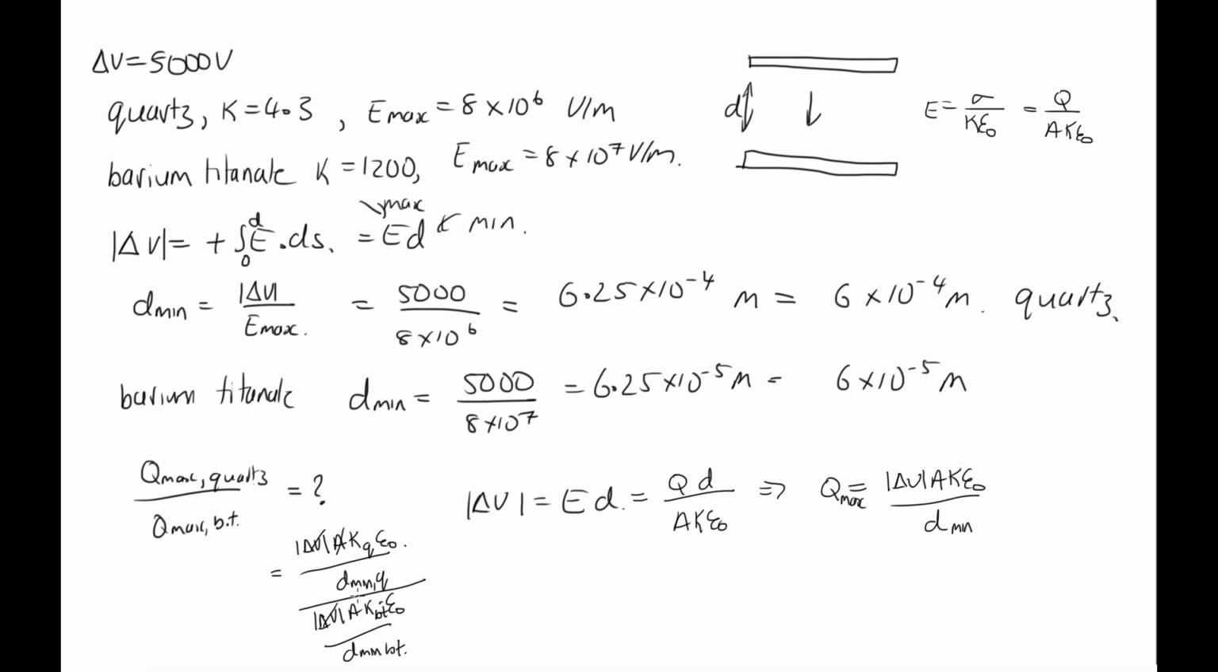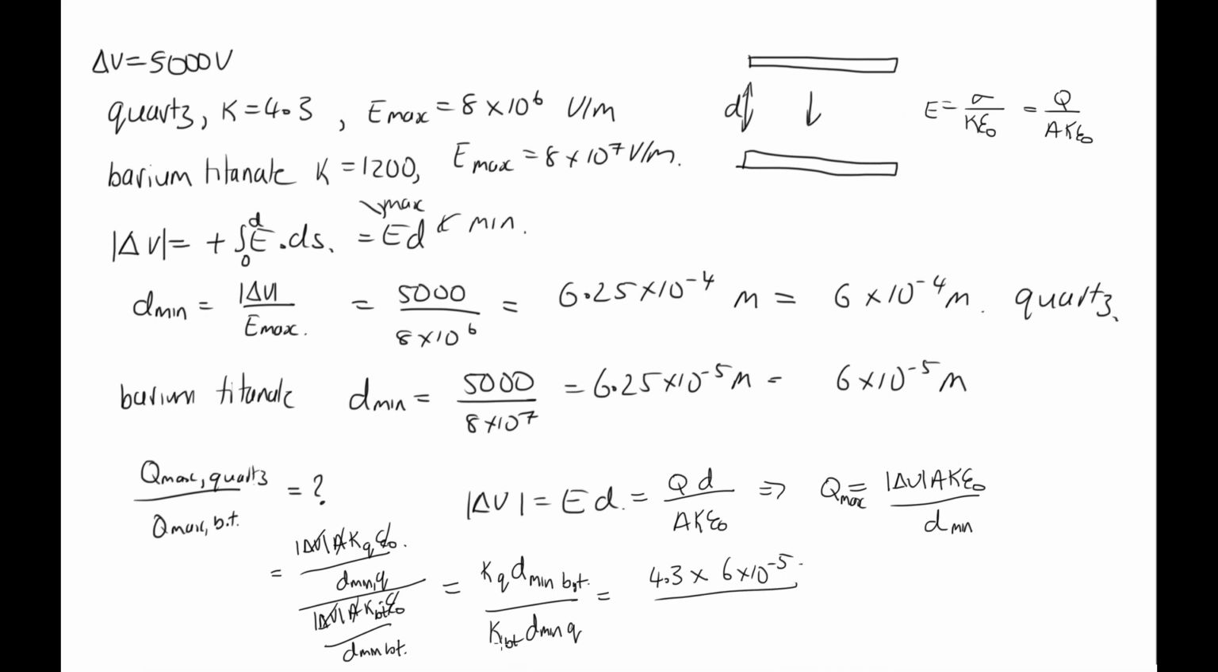The area of the plates is the same, epsilon naught is the same, and so we're just left with our kappas and our d mins. So we can write this as kappa for quartz times d min for the barium titanate divided by kappa for barium titanate times d min for the quartz. And substituting in, we've got that kappa for the quartz is equal to 4.3 and d min for the barium titanate was 6 times 10 to the minus 5.